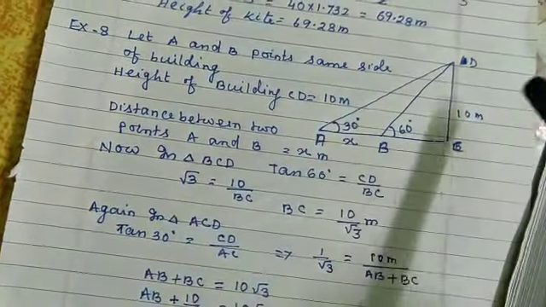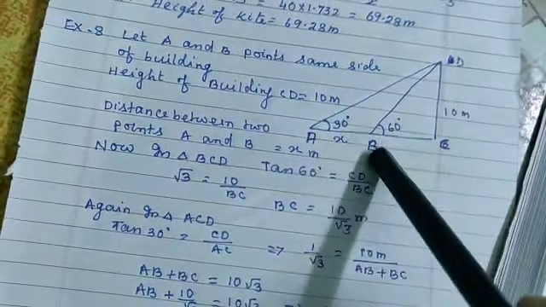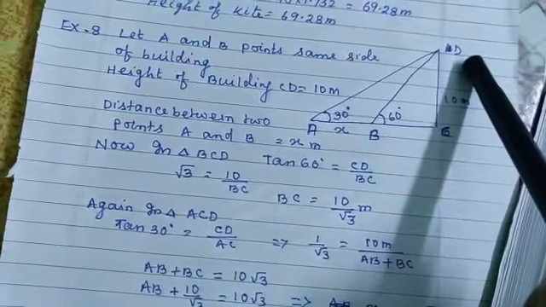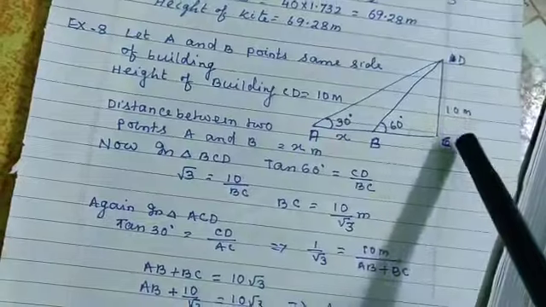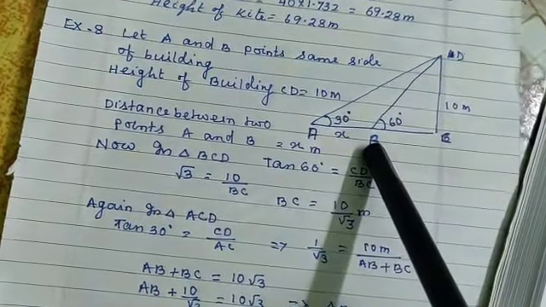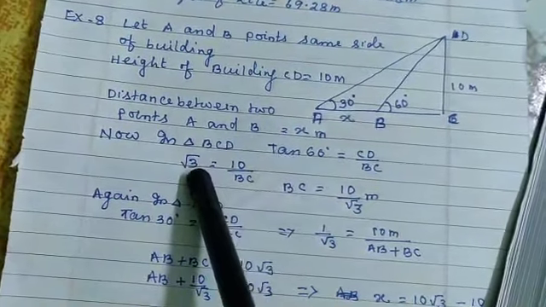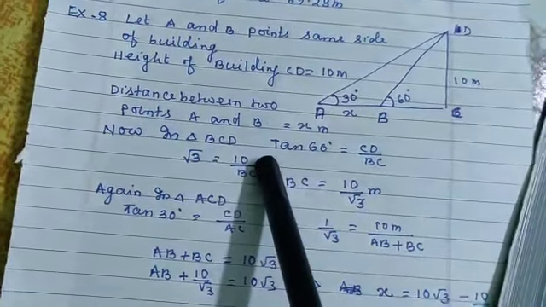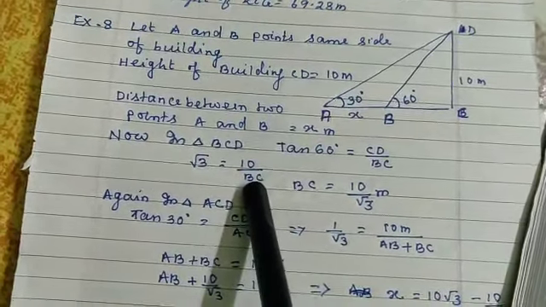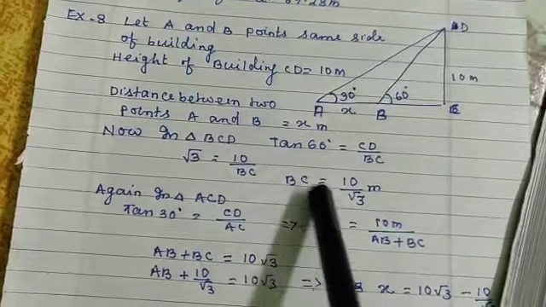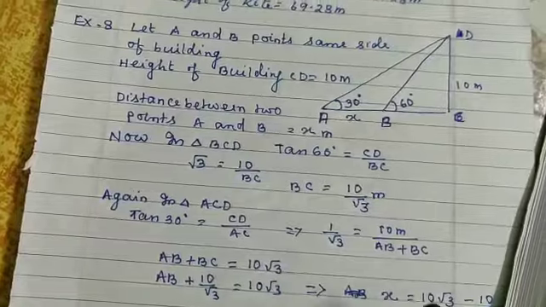Now first we will take the triangle BCD. Tan 60 is equal to CD by BC. Now the tan 60 value is root 3 and the CD value is 10. BC we don't know, therefore we keep it as BC. Therefore BC is equal to, after cross multiplication, 10 by root 3.